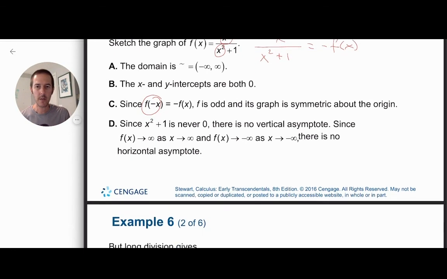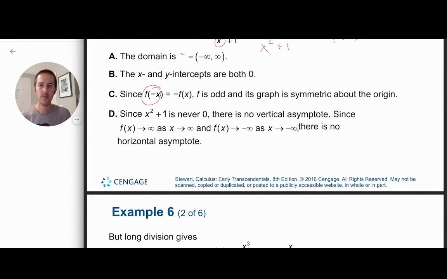Part D, we already commented on that. As our x values approach positive infinity, our y values also approach positive infinity. As we head off to the left, our y values go down toward negative infinity. So there's no horizontal asymptote.